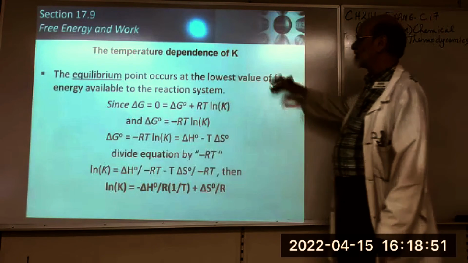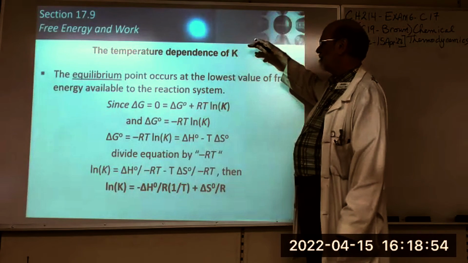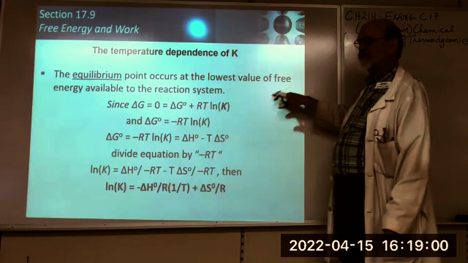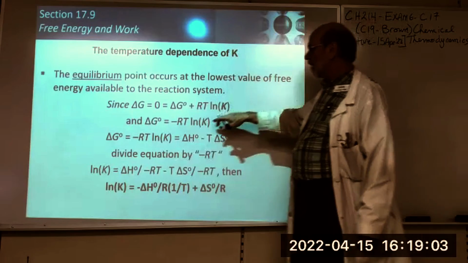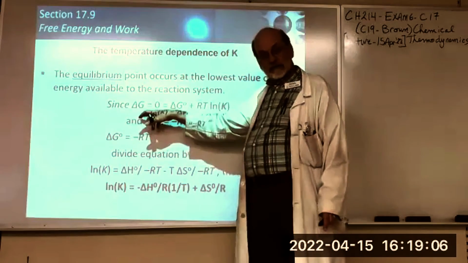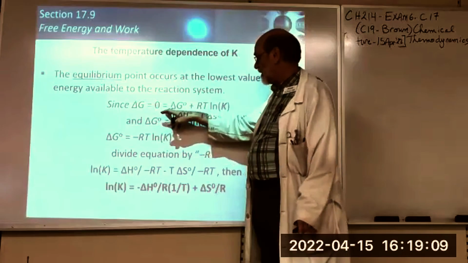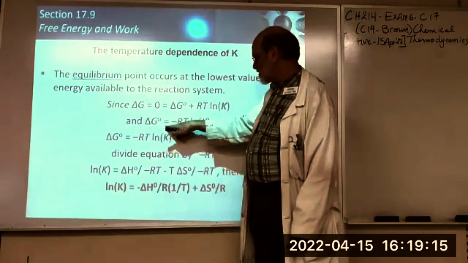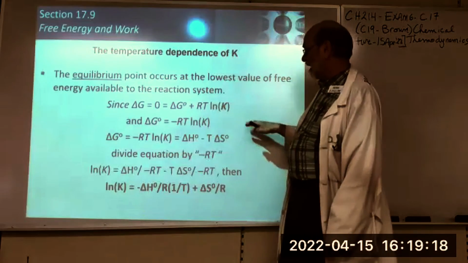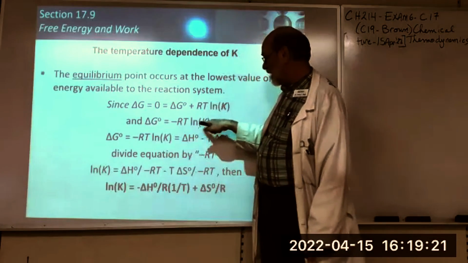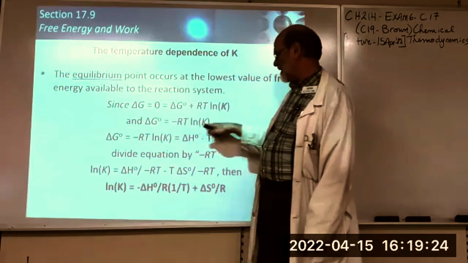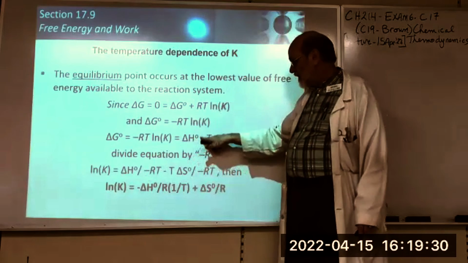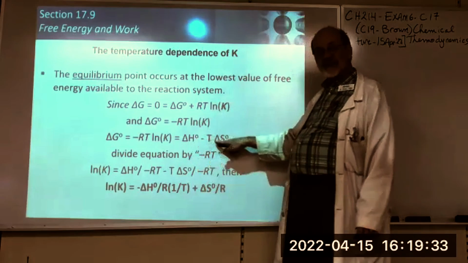So what's the temperature dependence of K? The equilibrium point occurs at the lowest value of free energy available to the reaction system. So since this actual free energy is equal to 0 at equilibrium, and it's equal to this term, then we can solve for delta G equals this one. Okay? And we can say at equilibrium, then this delta G is minus RT log K. Okay, we know that. But delta G is also equal to the enthalpy minus T entropy.